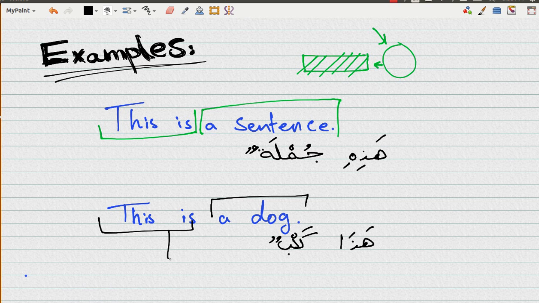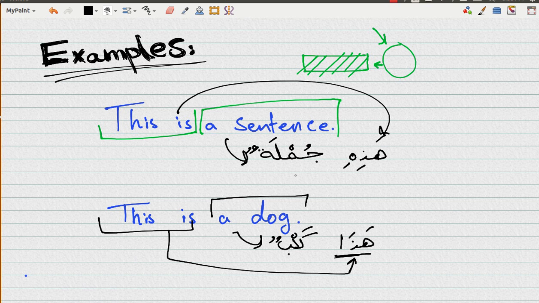This translates to هذا. A dog translates to كلب. هذا كلب. Sentence translates to جملة. This is translated to هذه. هذه جملة. هذا كلب. هذه جملة.